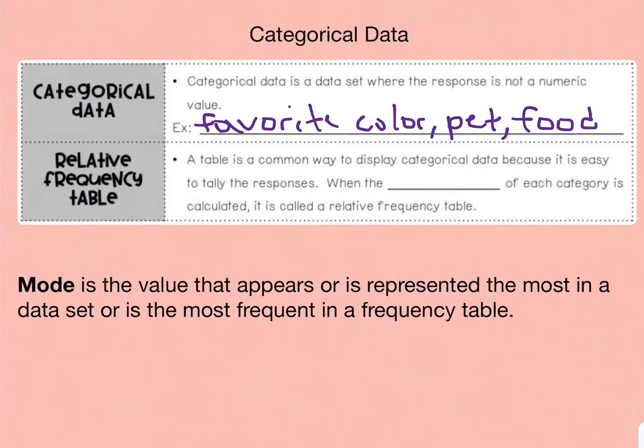We're specifically going to be looking at a relative frequency table. A table is a common way to display categorical data because it is easy to tally or count the responses. When the percent of each category is calculated, it is called a relative frequency table. We're also going to be looking at the mode. The mode is the value that appears the most or is represented the most in a data set, or is the most frequent in a frequency table.